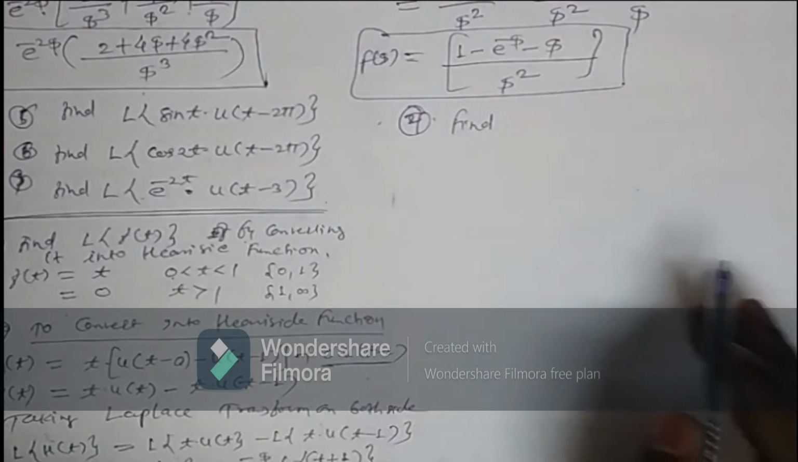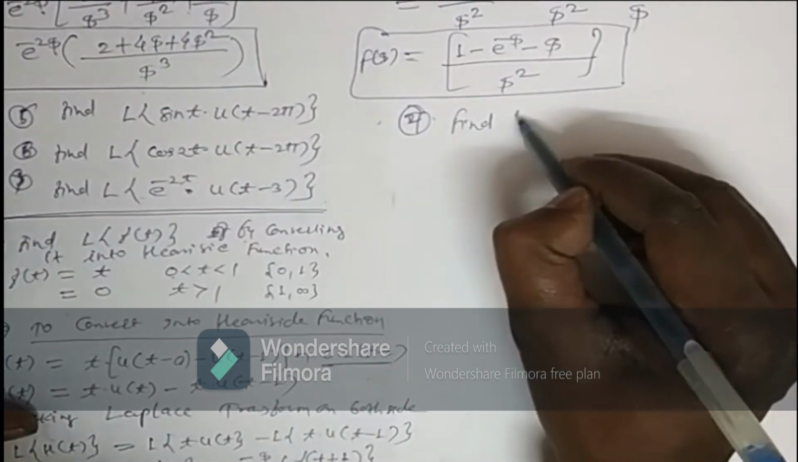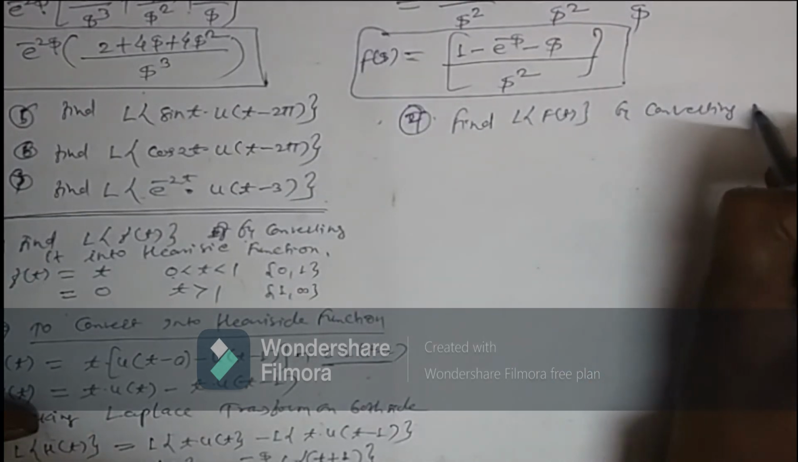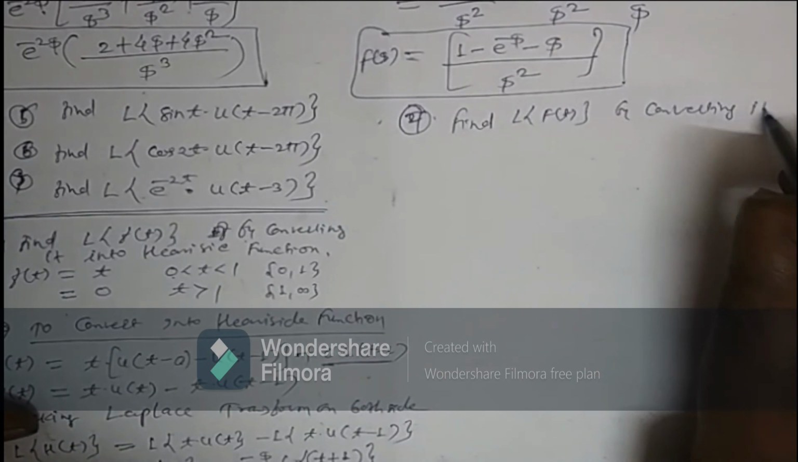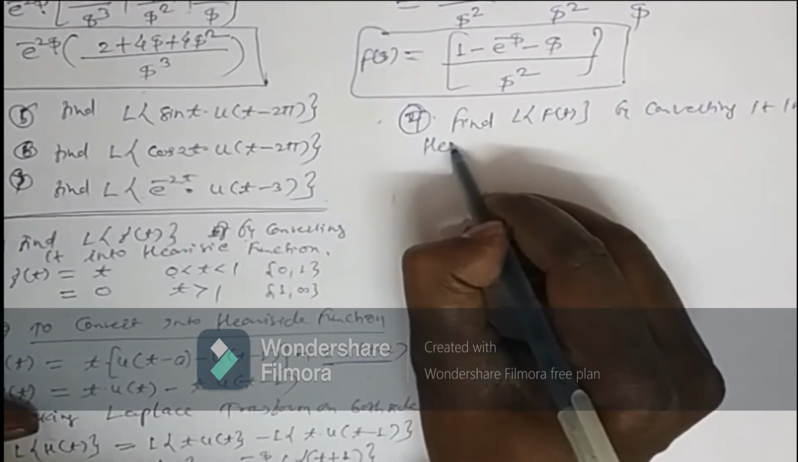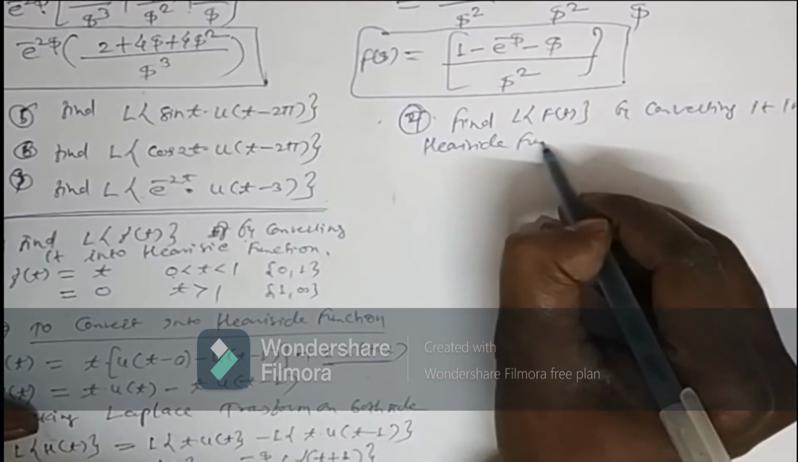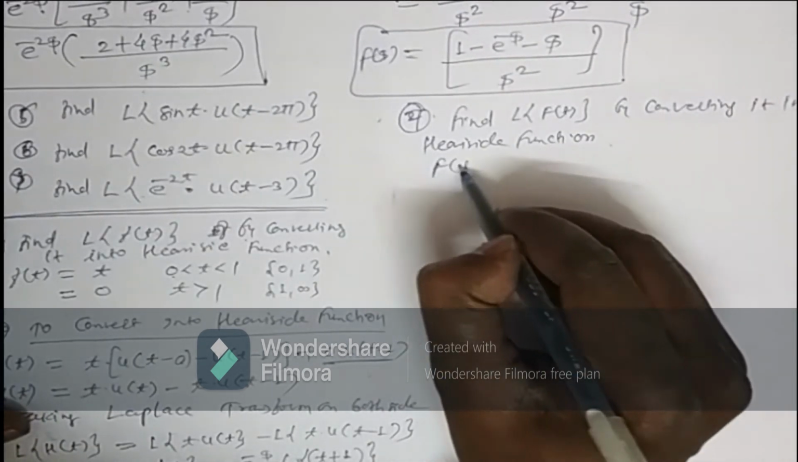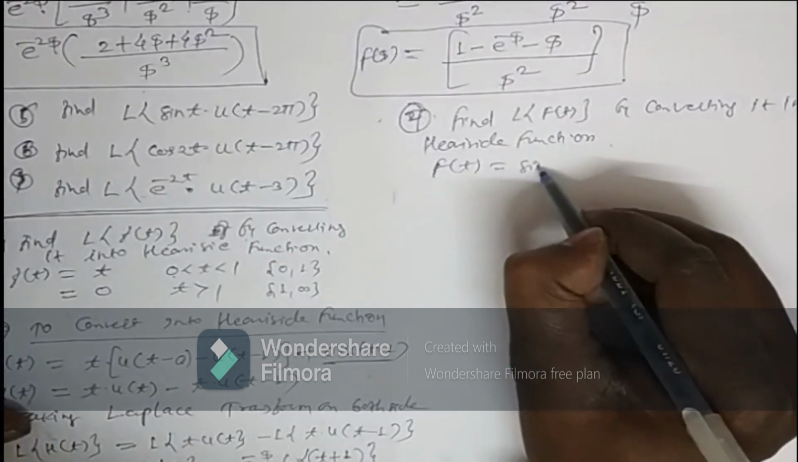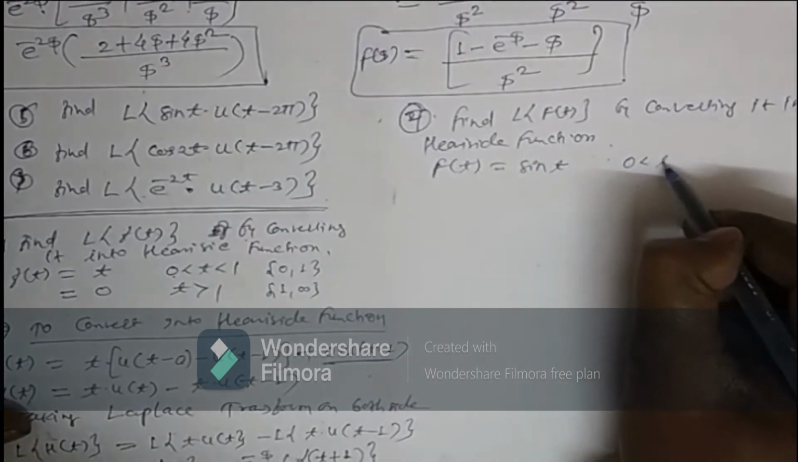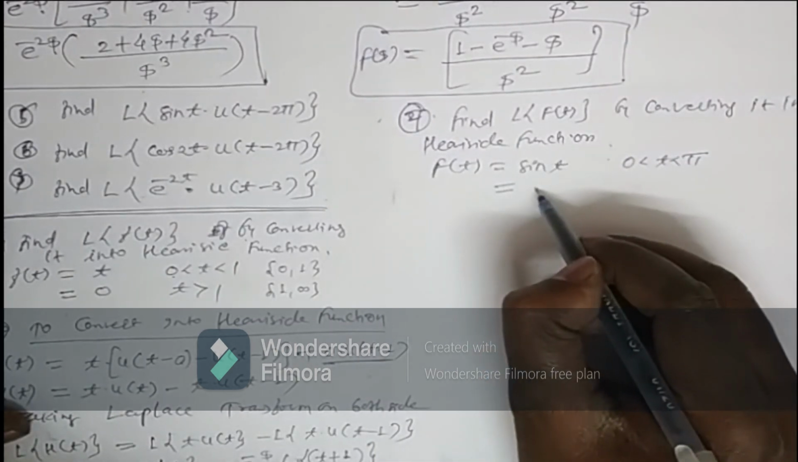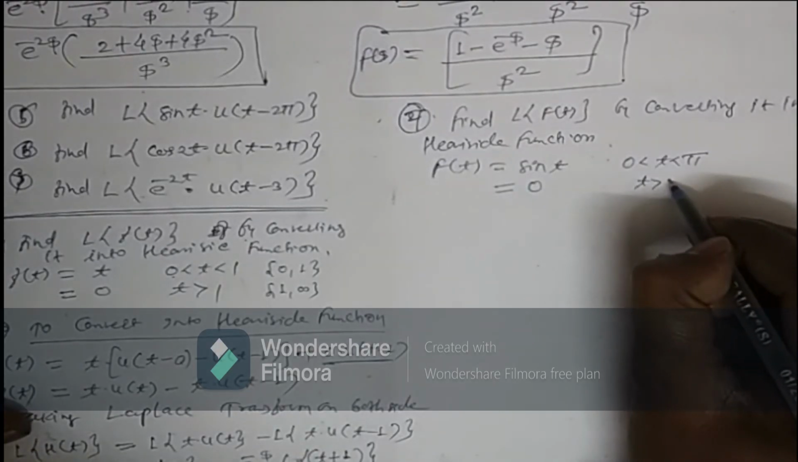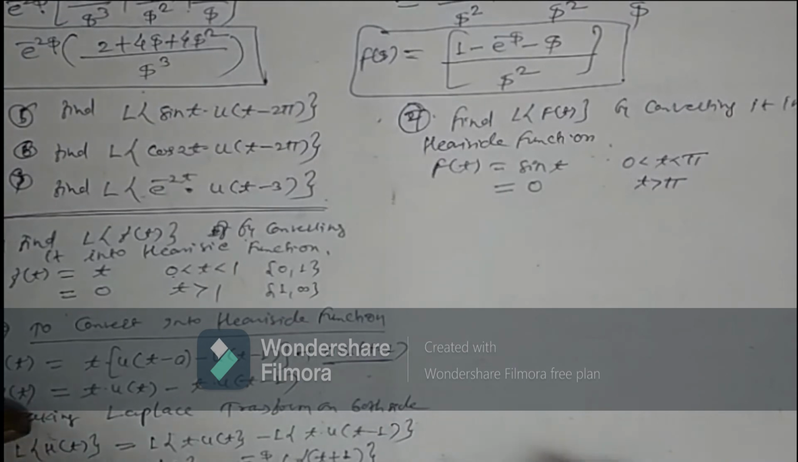Find Laplace transform of f of t by converting it into Heaviside function. Okay, so given f of t is equal to sin t for 0 less than t less than pi, equal to 0 for t greater than pi, right? So how to simplify this?